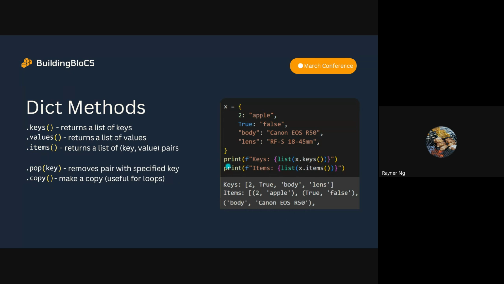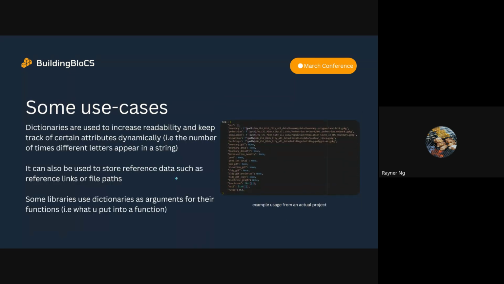Here are some use cases of dictionaries. They are mainly used to increase readability and keep track of certain attributes dynamically. Let's say instead of keeping track of the number of letters that appear within a list, you can keep track in a dictionary. You can assign each letter to a specific value as they appear. It can also be used to store reference data such as links or file paths, as you can see on this side. And some libraries use dictionaries as arguments for their special functions, so what you put into a function.